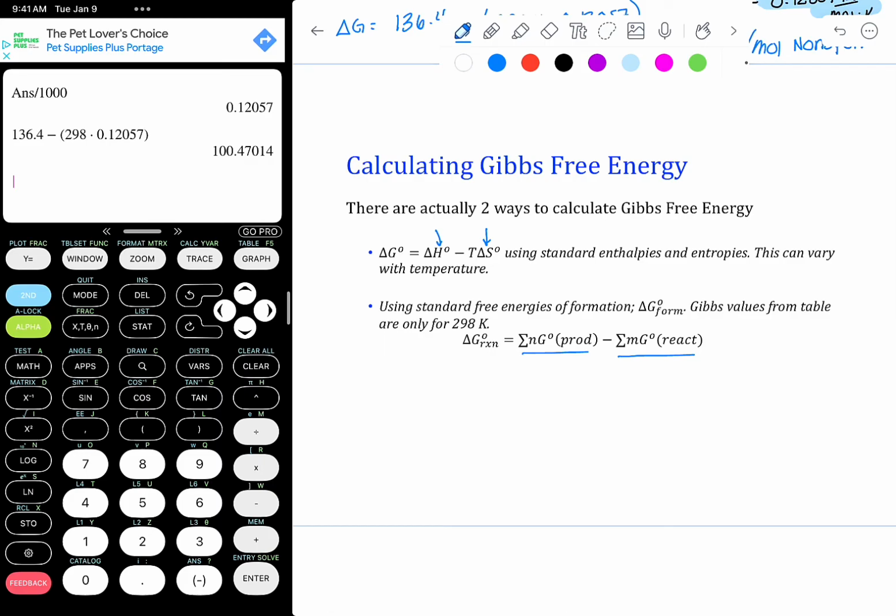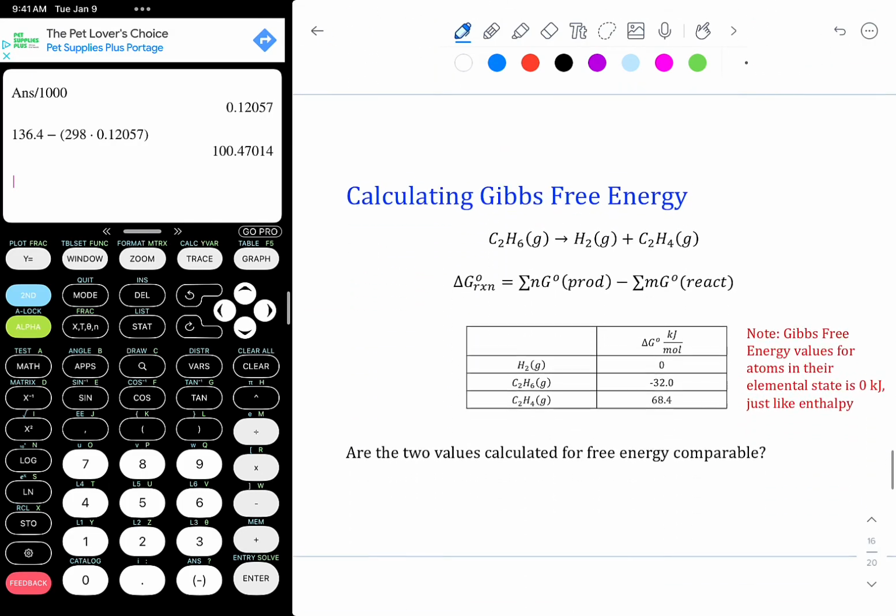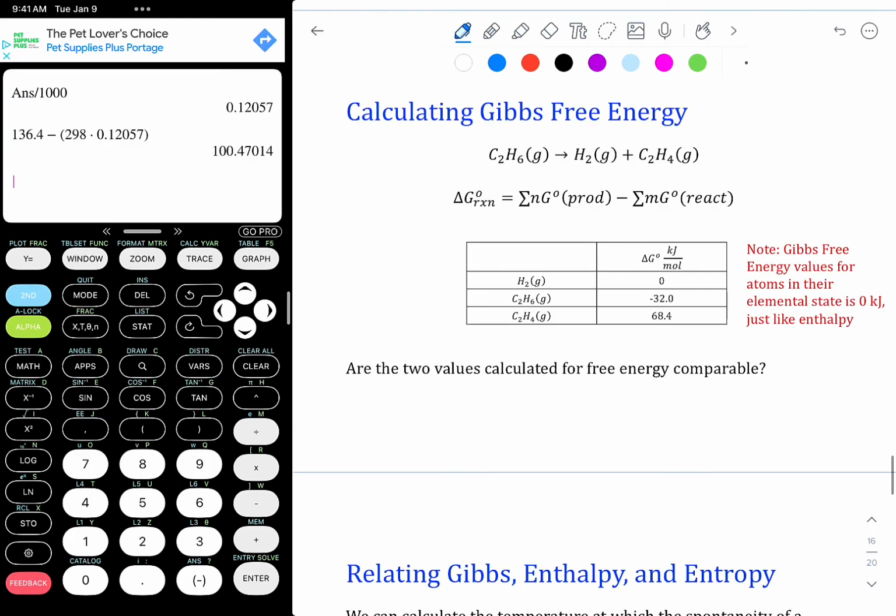So just like we did in our last problem, but instead of using H values and S values, we use G values. The only thing that's important to note about those delta G's of formation from Appendix 2 is that they are only for 298 Kelvin. So only if the reaction is at 298 Kelvin can you use the delta G's of formation. If you need to have this happening at a different temperature, then you can use the first equation where temperature is allowed to vary. So let's look at the same reaction we just did, now using our delta G's from Appendix 2.